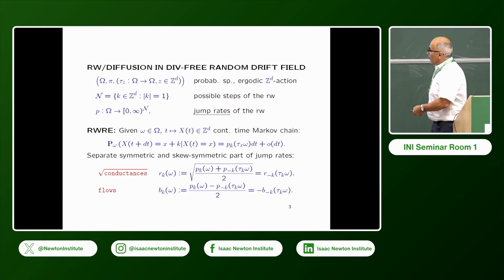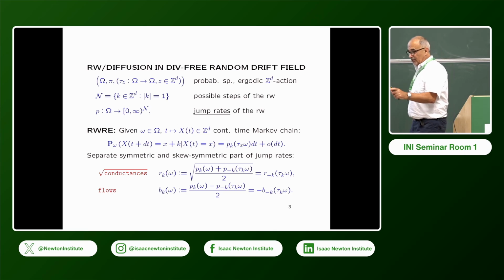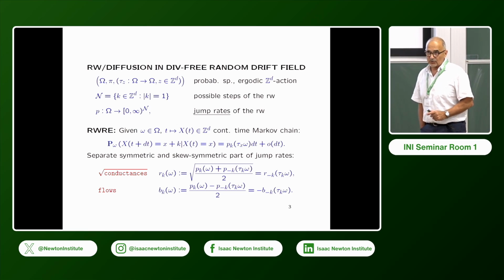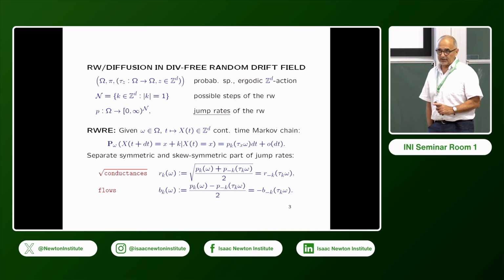If b is 0, by the way, if you only have symmetric, that's what is called random walk among random conductances. So the difference of this story from the random walk in random conductances story is that I have the anti-symmetric part, and that makes my problem non-self-adjoint and analytically more difficult.